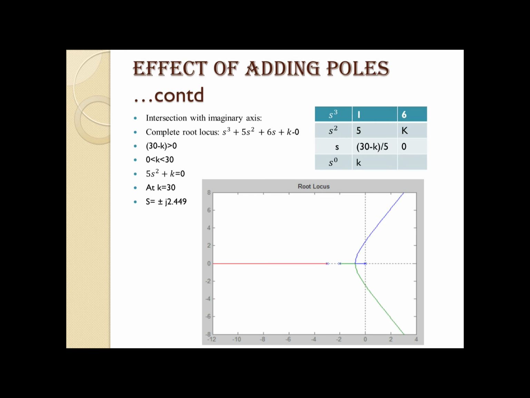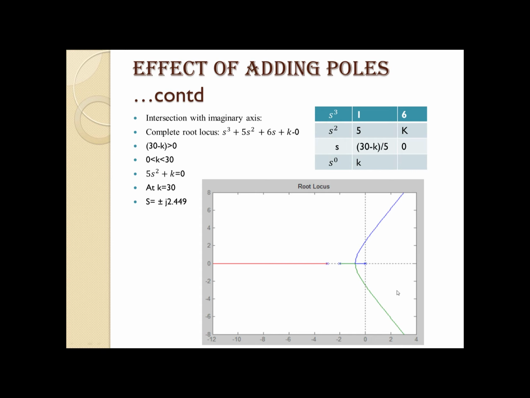And the intersection with the imaginary axis can be calculated as follows, where the Routh array becomes this one. So k is greater than 0, and if we solve this, then the range of k becomes 0 to 30. At k equal to 30, if we consider the auxiliary equation, all the elements of the s row become 0. So we need to consider the auxiliary equation, which is 5s square plus k equal to 0, and at k equal to 30, we can find that the solution s becomes ±j2.449.